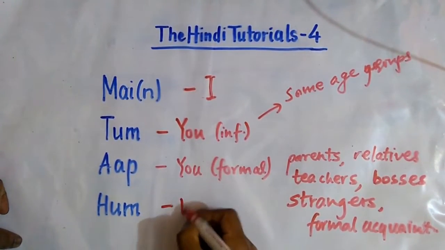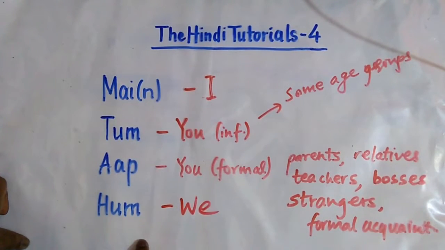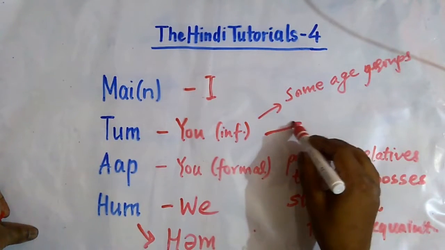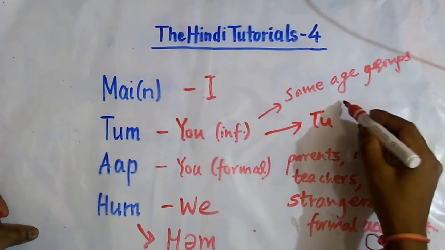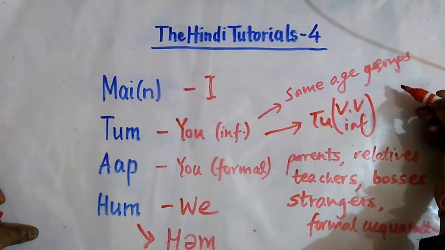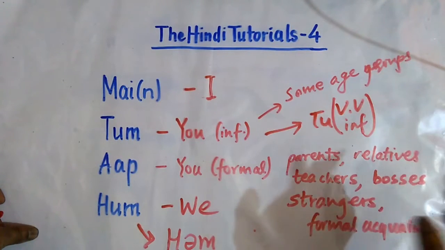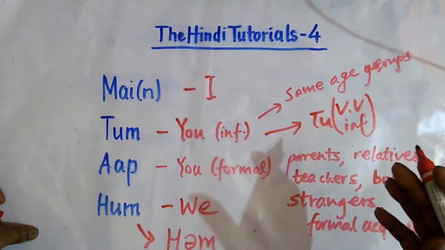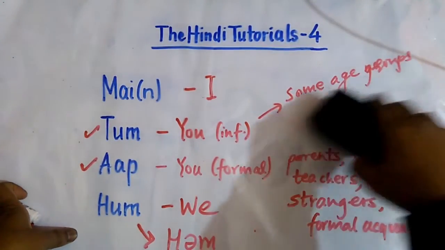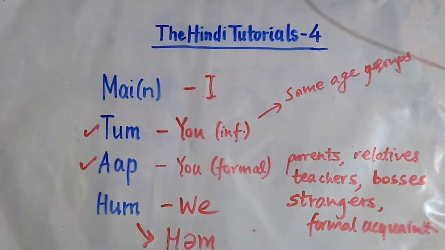And hum is we. This one is hum. This is not hum. Pronounced hum. I don't know why it is spelled H-U-M. There is one more word for you, that is tu, which is very, very informal. And this is only used between strong friends. Usually in songs, the lovers use this word for each other. But we are not going to learn this one because this is very, very informal. And if you say this word to some unknown person or a stranger, it would be like an insult.